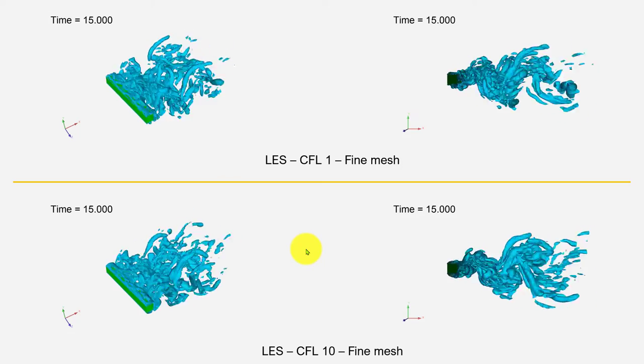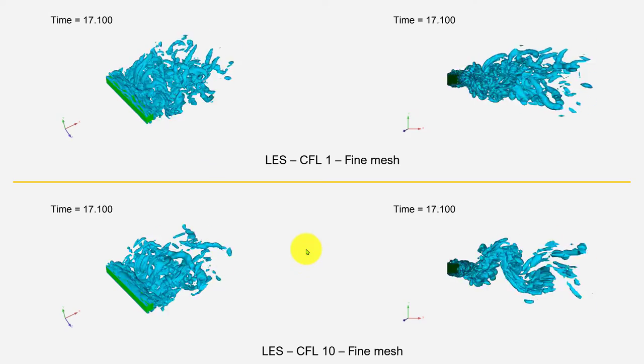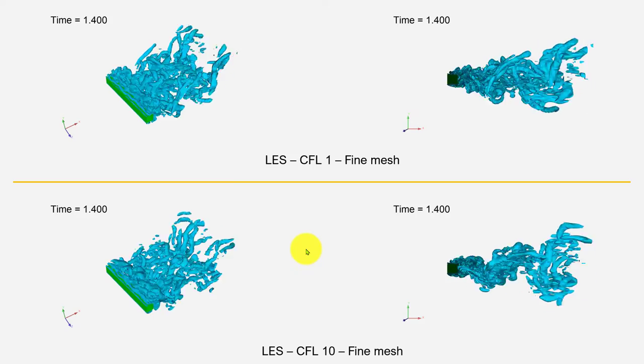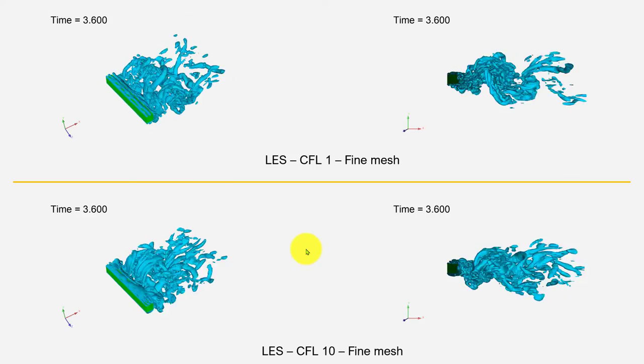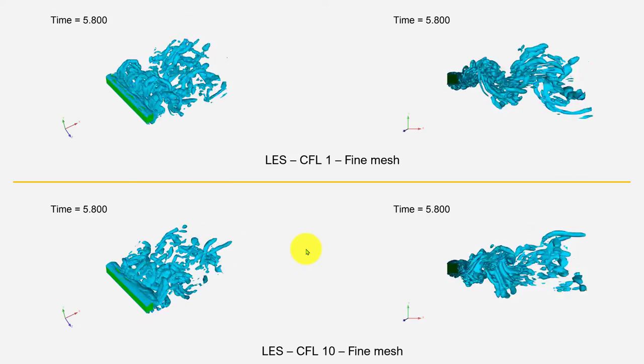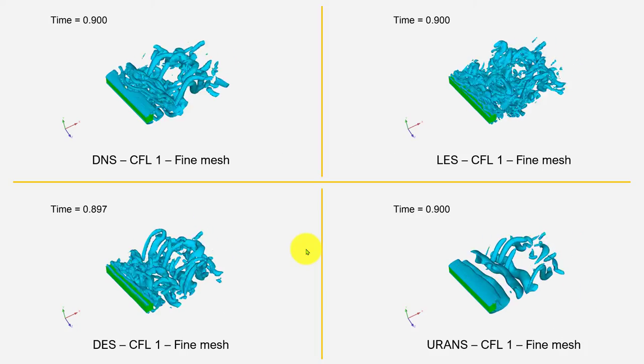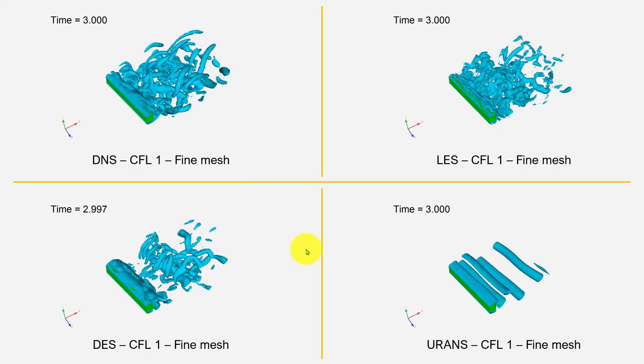However, when we look at the time series, we might see that one will probably over-predict or under-predict the forces. But that doesn't mean that you cannot run LES with a large CFL number. It means that probably you are getting into too much numerical diffusion. And then a comparison between all the cases.